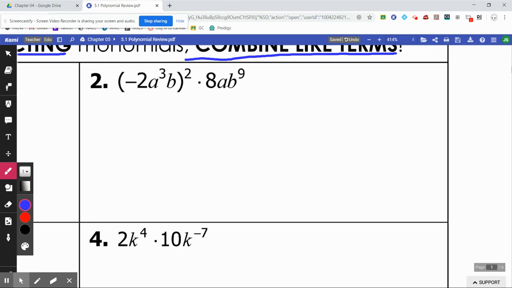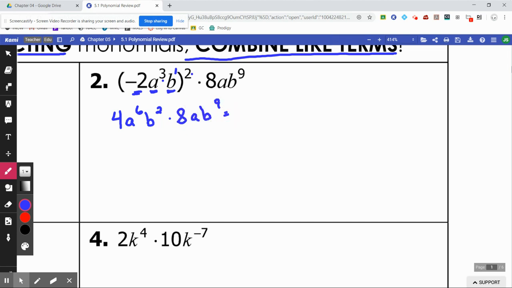Negative 2 a to the third b is all being raised to the second power. So here's your power rule. You're going to raise all three of these. Now notice there's no plus or minuses. If there's a plus or minus, this has to be distributed or FOILed. There's not. So you're just going to raise all three of these to the second. Negative 2 to the second is 4. A to the third to the second, you multiply those exponents together, gives you a to the sixth. B to the first raised to the second is b to the second. And then you have times 8ab to the ninth.